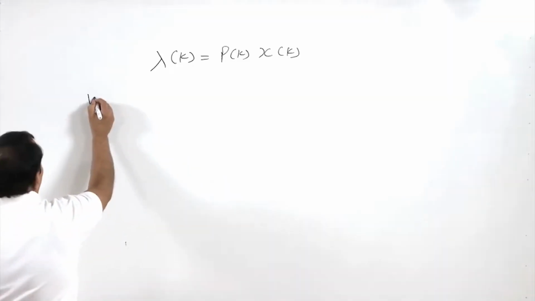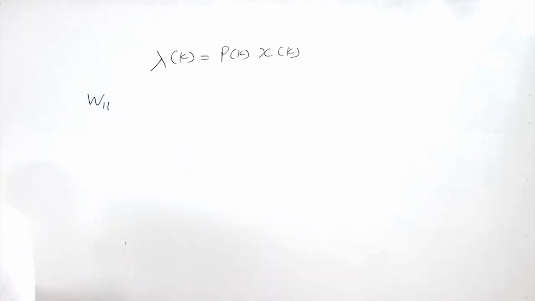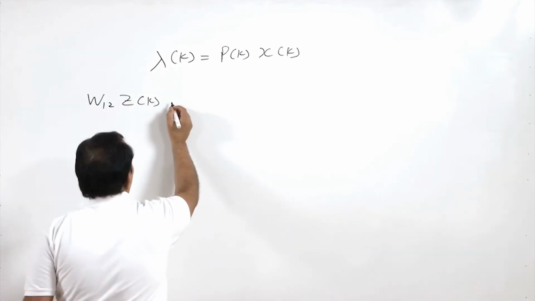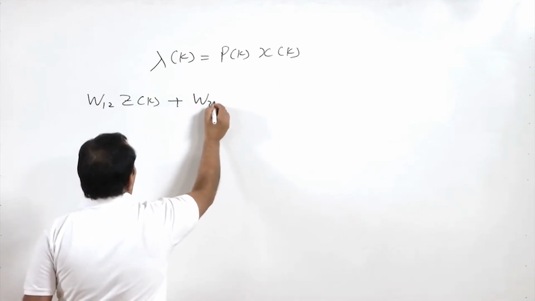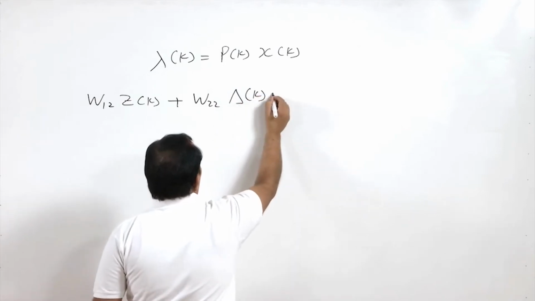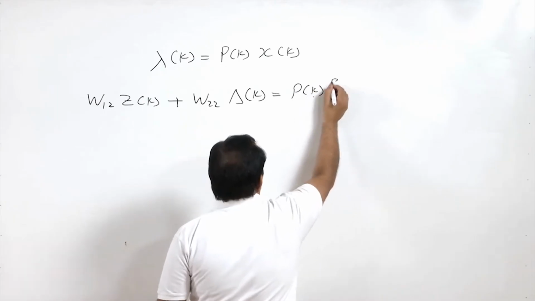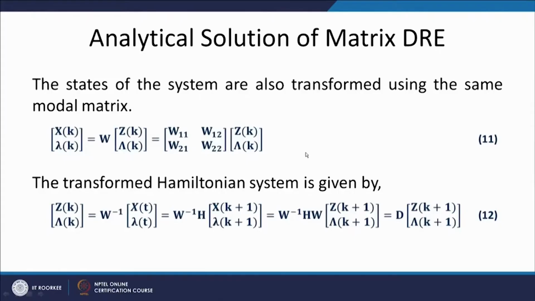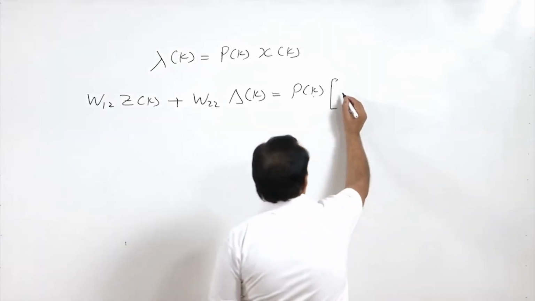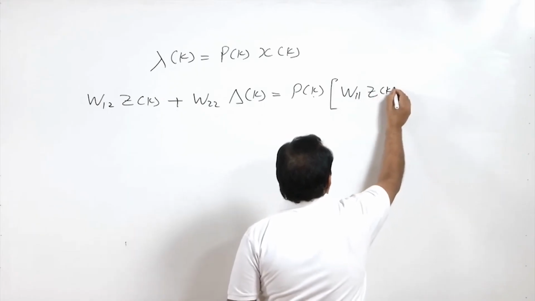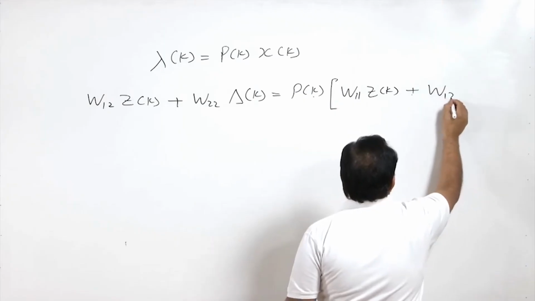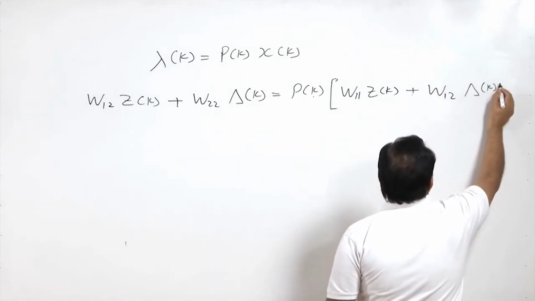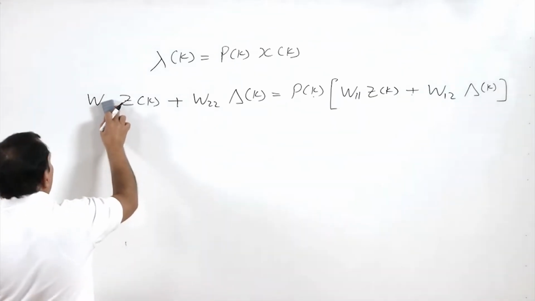So, lambda k I am writing as W21 z of k plus W22 del of k, this is my pk, and xk in terms of W11 and W12. This is W11 zk plus W12 del k. Sorry, this will be not W12, this is W21.